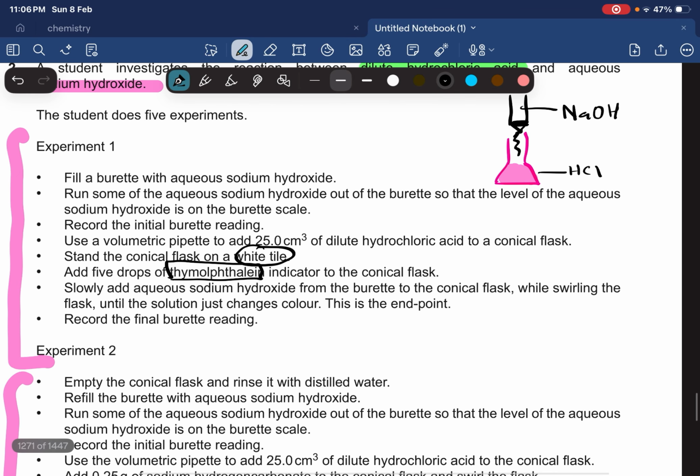Okay, indicator. Slowly add aqueous sodium hydroxide from the burette into the conical flask. Okay, now we're doing titration. Swirl the flask. Why do we swirl it? So that the contents are mixed. Every step is important. White tile, swirling the flask, until the solution changes color. This is the endpoint. Record the final burette reading.